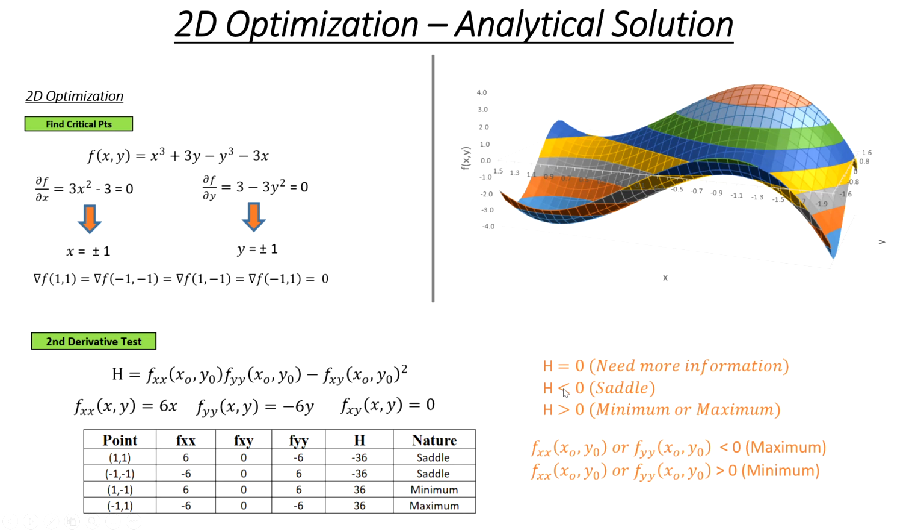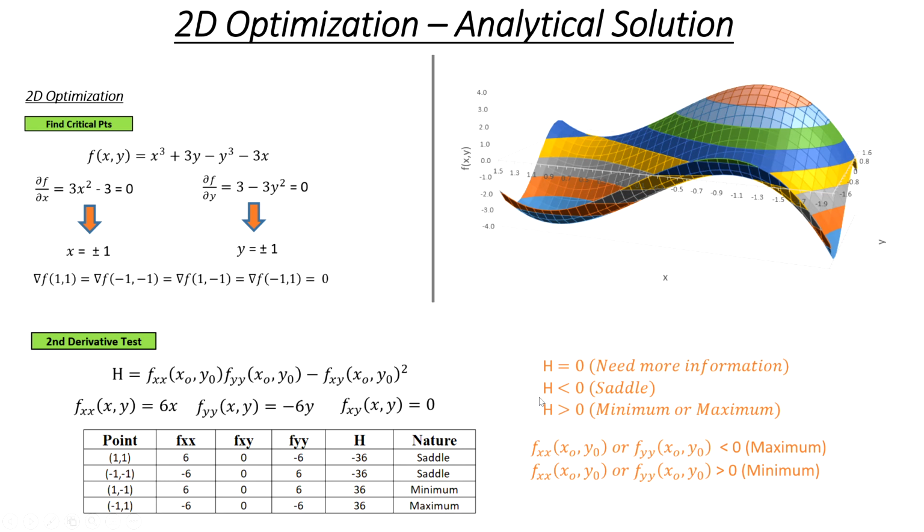But let's see here. If h is less than 0, which means we have negative 36 and negative 36, it's a saddle. So you can see here we have 2 saddles for these 2 points, 1 and 1, and negative 1 and 1, and you can see it's the one here and the one here. Now, if h is greater than 0, you have either a minimum or a maximum.